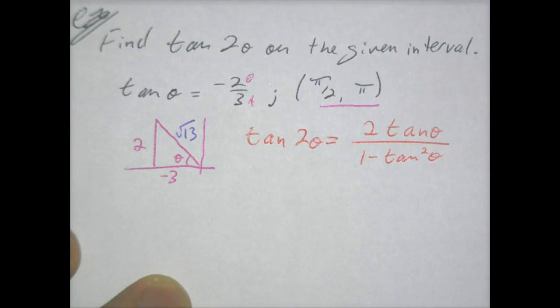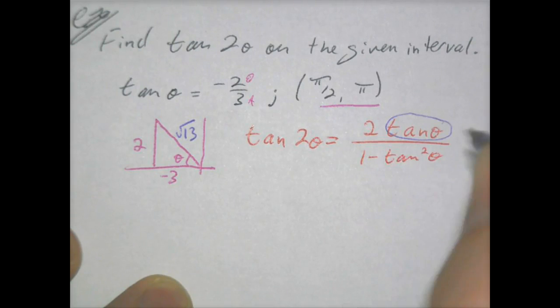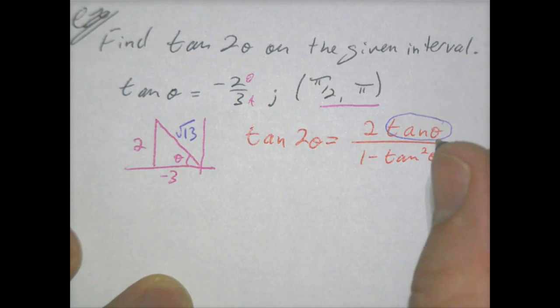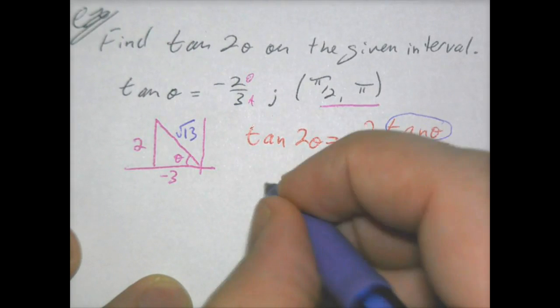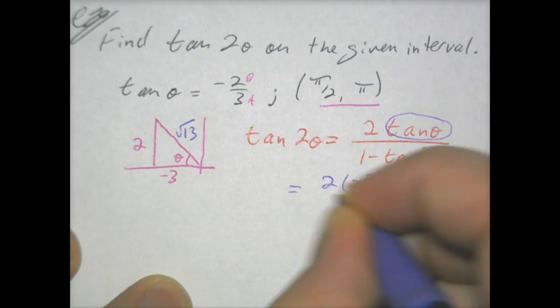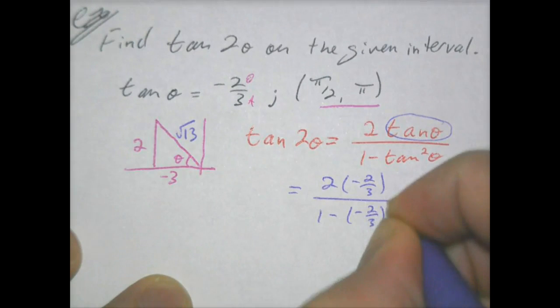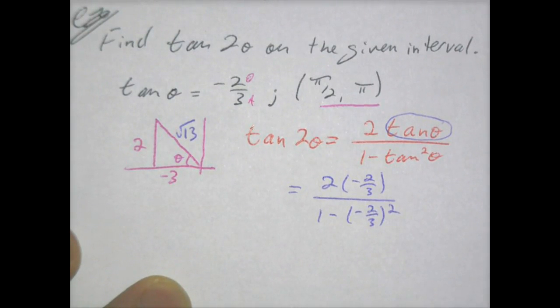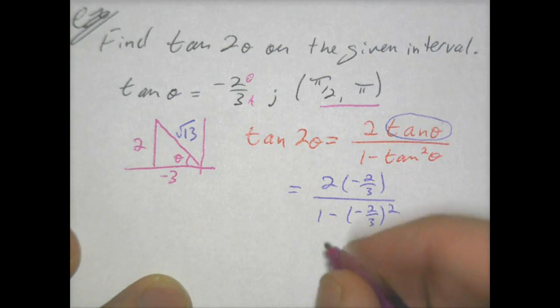All right, there's our identity for it. So if I substitute in what I know tangent theta is, well, hey, I didn't even have to draw a triangle, but cool. I can say it's negative 2/3, so I have 2 times negative 2 over 3, all over 1 minus negative 2/3 squared.